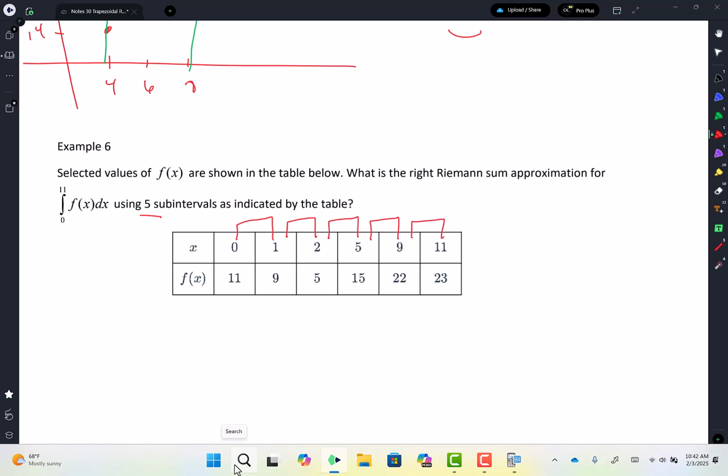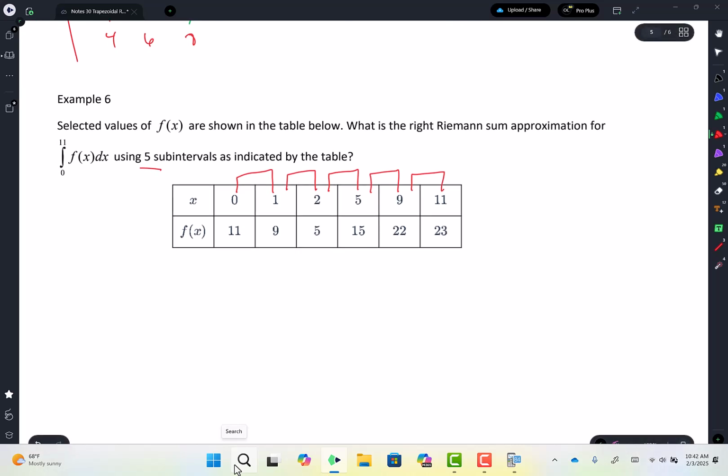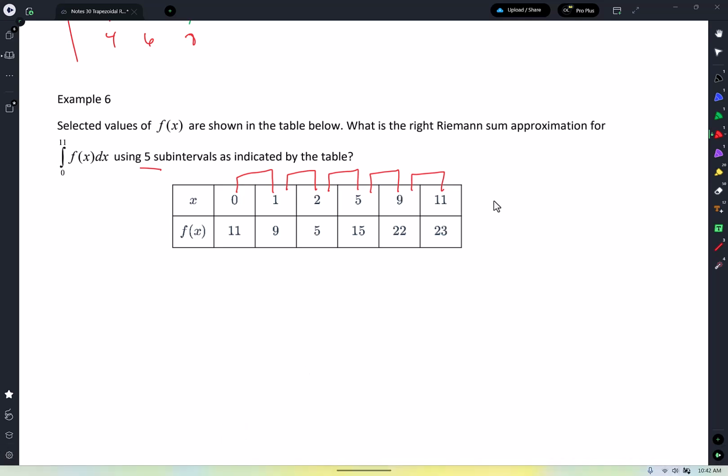All I'm doing is width times height. What's the width of the first rectangle? Yeah, say it loud and proud. Not everyone at the same time. What is it? 1, yes. What's the height? Do I use the 11 or do I use the 9? Why are you using the 9? Because it's the right Riemann sum.